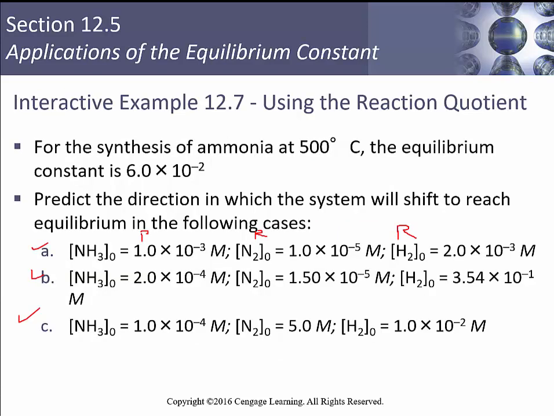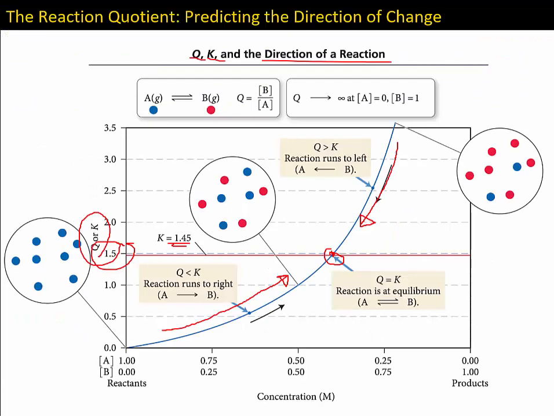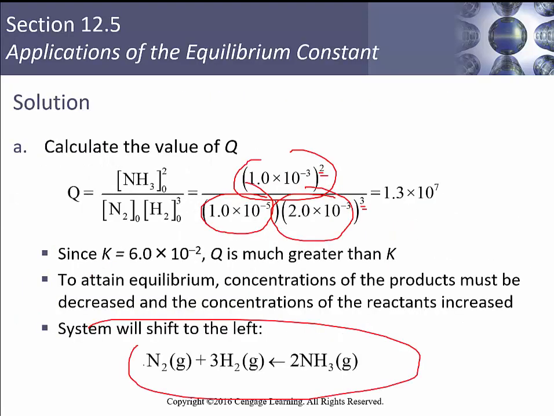So we've got N2, 3 hydrogens, and 2 ammonias. Since K is 6 times 10 to the minus 2, Q is bigger than K. To attain equilibrium, the concentrations of the products have to decrease, and the concentration of the reactants has to increase. The system is going to shift towards the left, right? We're going to consume some of our product, and we're going to back-form some of our reactants to bring that quotient, that ratio, that fraction back to the value for K.